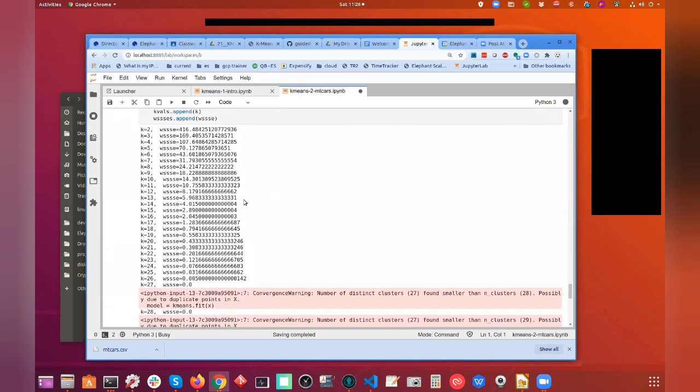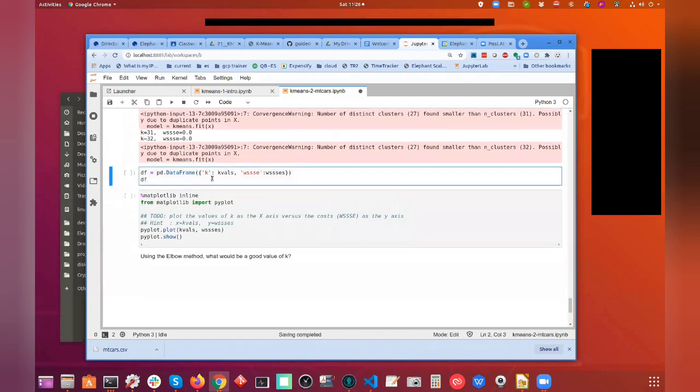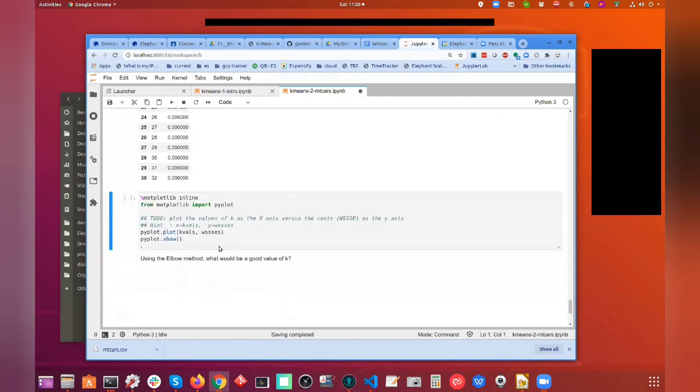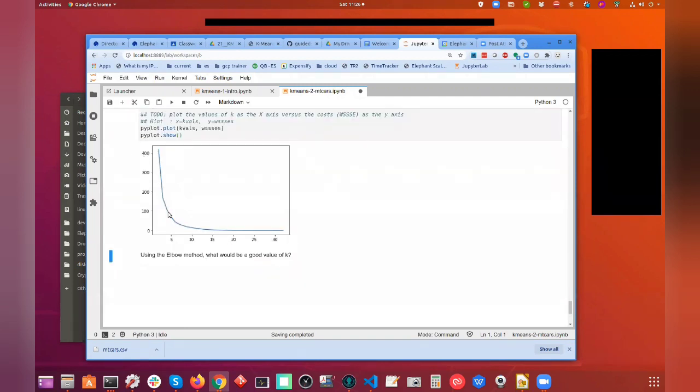So you can see here, as K increases, the WSS drops pretty sharply, and as K approaches 30, my error is pretty much 0. Let me plot this here. You'll see it drops pretty sharply around 5, 6 maybe, around here, and then it kind of flattens out.